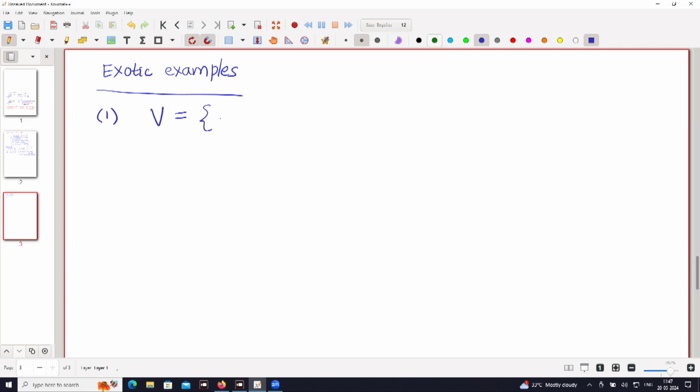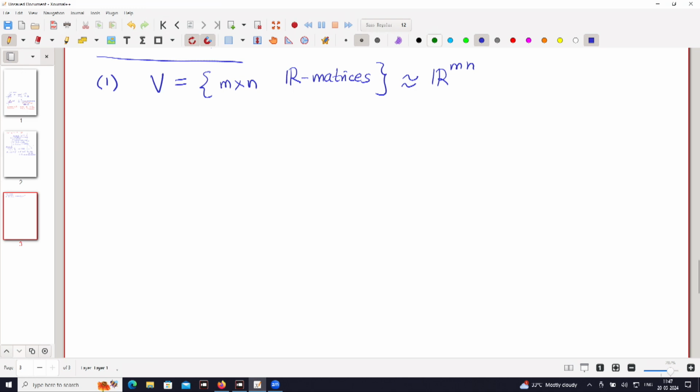I am just going to take the set of all m cross n real matrices for now. You can similarly do it for complex also. If I take the set of all m cross n real matrices, I could think of this as a vector space over R, as just R^mn. I have got mn components in the matrix. I just think of them as one long vector of size mn, except it is arranged in this matrix form, in terms of rows and columns.